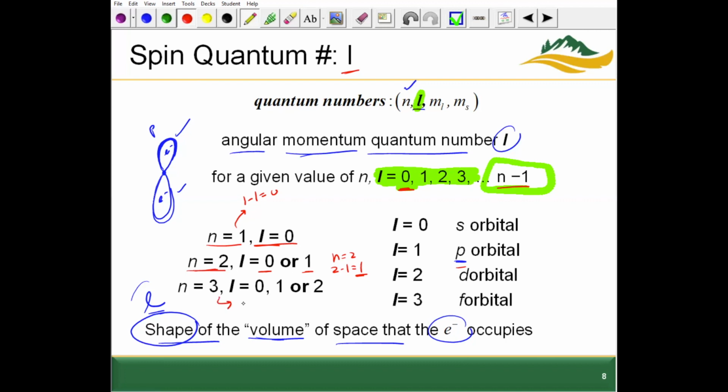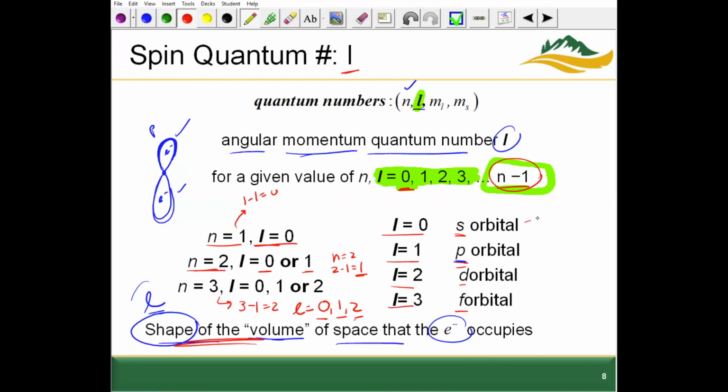N equal 3, we do 3 minus 1, that's 2. The possible values for L, 0, 1, and 2. So starting at 0, then in integer amounts can go up through the value of n minus 1. When L is equal to 0, this describes an S-shaped orbital, L equal to 1, a P-shaped orbital, L equal to 2, D, L equal to 3, F.